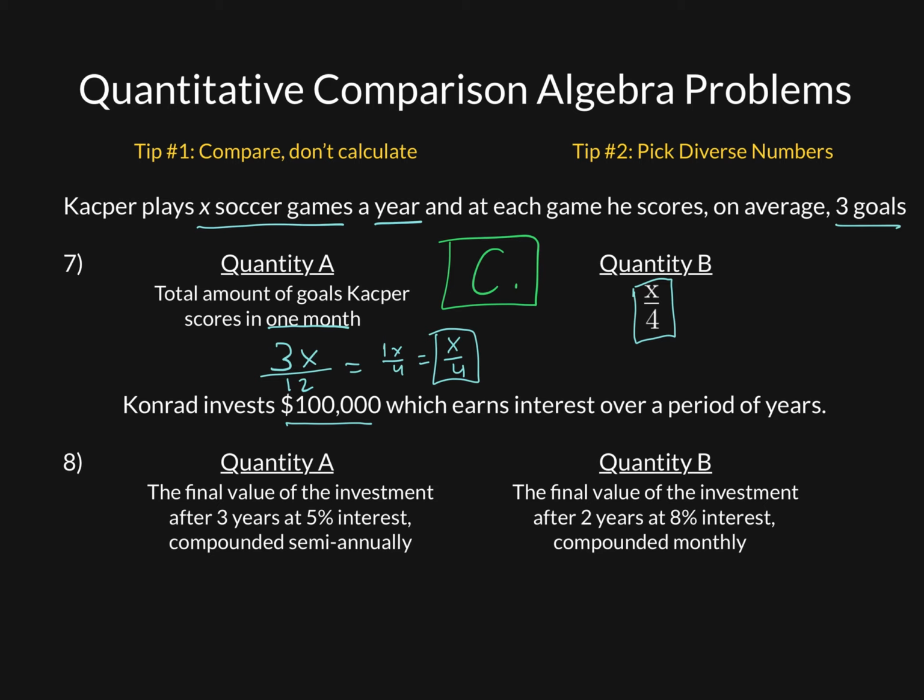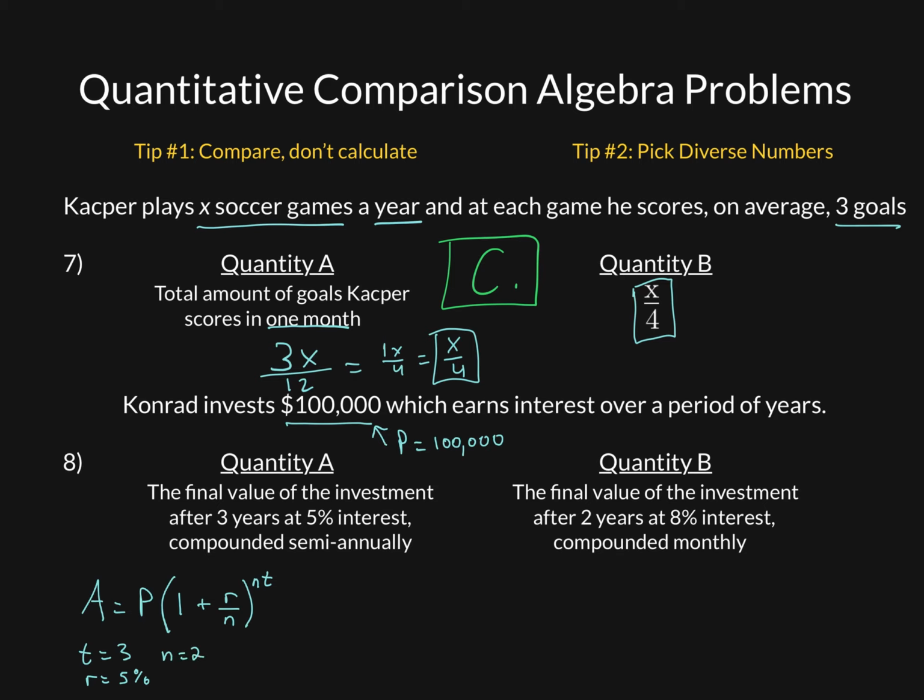Now let's go ahead and grab our compound interest equation, which we know is A equals P times (1 plus r over n) to the nt. And now let's just plug in our values. We know our value P, the principal amount, is going to be 100,000. So that's P equals 100,000 for both scenarios, for both quantity A and quantity B. Then the only difference is going to be the years. Here it's 3 years, at a rate of 5%, compounded semi-annually, so n is going to be 2.